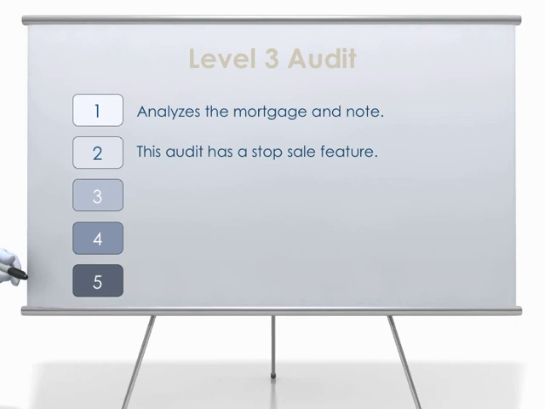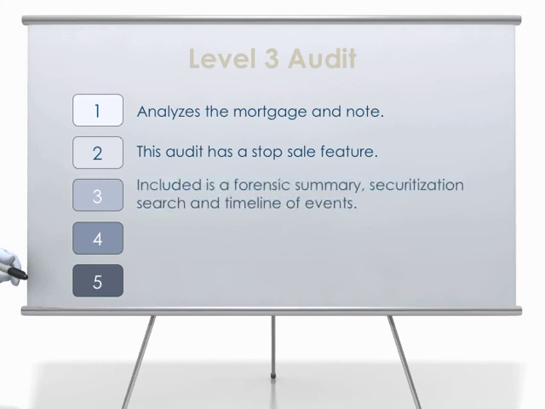So if you have a client that has a sale coming up within 1 to 3 weeks, this audit would be good for that. It does stop the sale. As I said, it includes the forensic summary, securitization search, and a timeline. It goes through the audit with a timeline. So if they're in foreclosure, because it's best for people that have a sale date, it'll look at when all the documents were filed, the court documents, any lender notifications, and it will address it. If they find something wrong, it'll point out some of the issues.